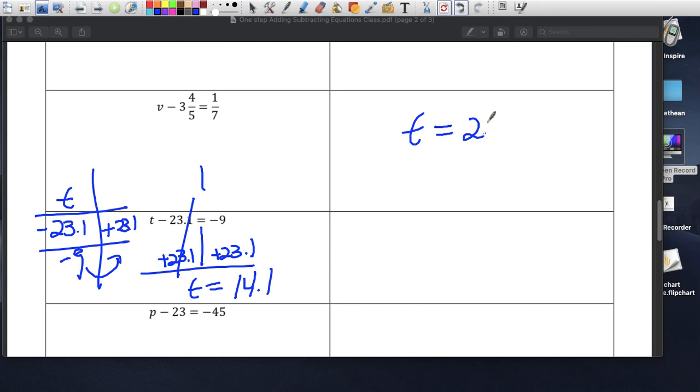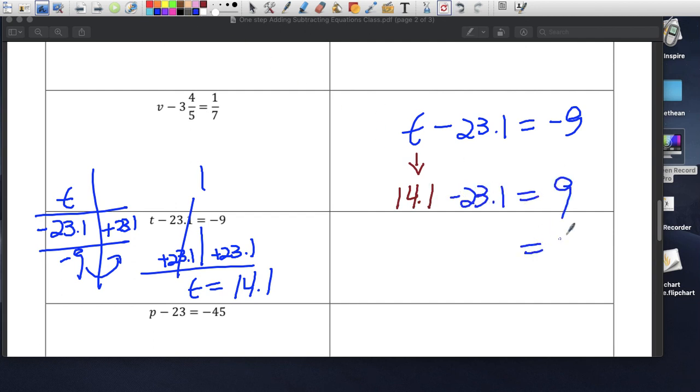Here's my original equation: t minus 23.1, and that has to give me negative 9. So t, I replace t with the value we found, which is 14.1. So this has to give me negative 9. If I calculate 14.1 minus 23.1, it's going to give us negative 9. And that's exactly what we want.